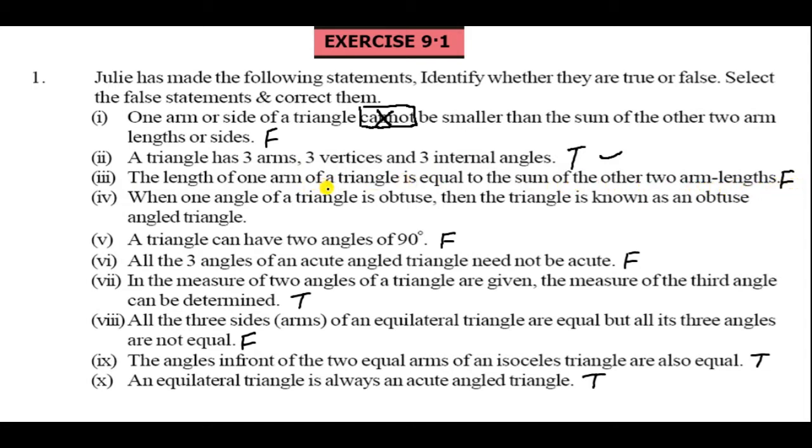Why? Because the triangle is not possible in this way, because all three points lie in a line. Now come to the fourth one: when one angle of a triangle is obtuse, then the triangle is known as an obtuse triangle. That is a true statement. A triangle can have two angles of 90 degrees. It is a false statement. It cannot have. You can write here cannot.